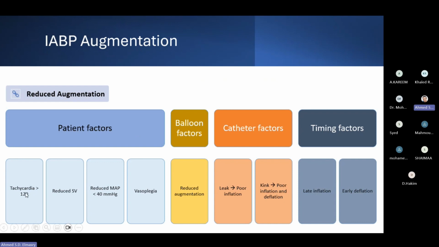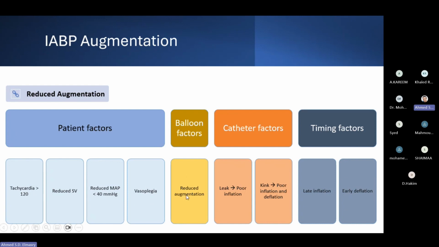Tachycardia will shorten the diastolic time, and it will shorten the diastolic augmentation. If you have a reduced stroke volume, the diastolic augmentation will be reduced, and we have shown this before. And if the MAP is less than 40, the balloon augmentation will be suboptimal. If you have vasoplegia, you will get very low diastolic augmentation.